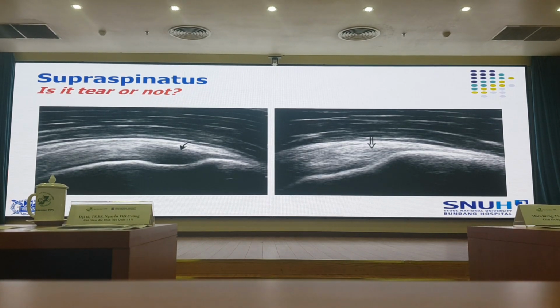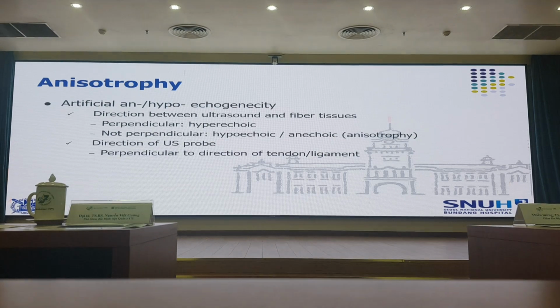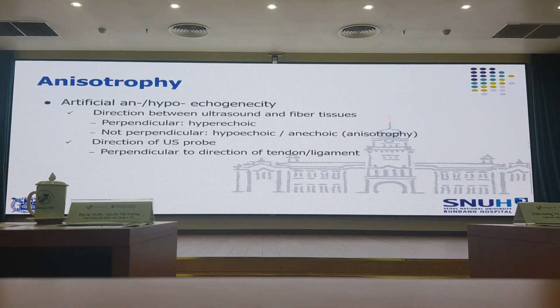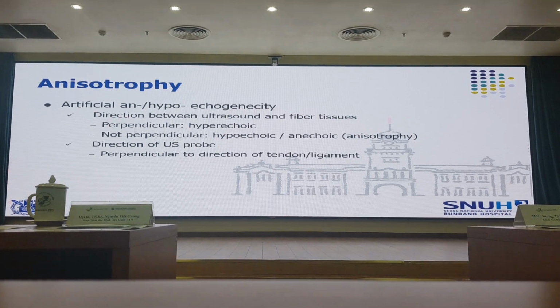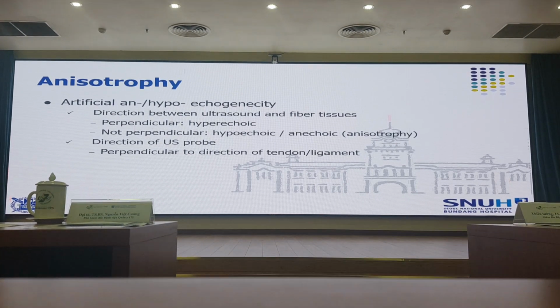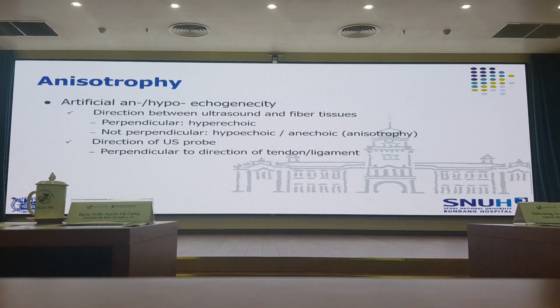Và đây cũng là một cái phải lưu ý trong cái việc là siêu âm đối với cái tổn thương của chóp xoay. Because the sono use the mechanism of the refraction of the ultrasound between the fiber tissue and the ultrasound. So if the direction between the ultrasound and the fiber tissue is perpendicular, it presents a hyperechoic sign. But if it's not perpendicular, maybe the refraction of the ultrasound is just beside the probe, so it can show the hypo or the unechoic region. So we call it anisotropy.